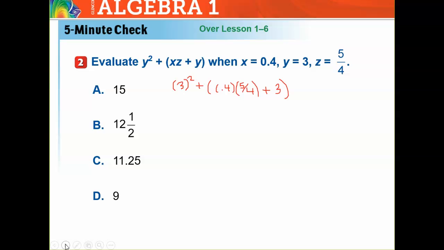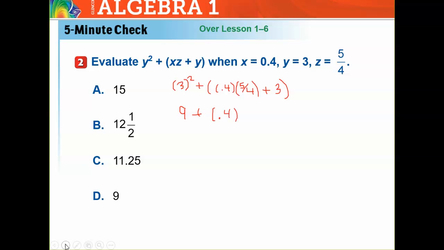And then in order to simplify, you need to recall your order of operations. Order of operations say you have to do the parentheses and exponents to start. So you could do 3 squared because that comes first to the left. So you get 9.